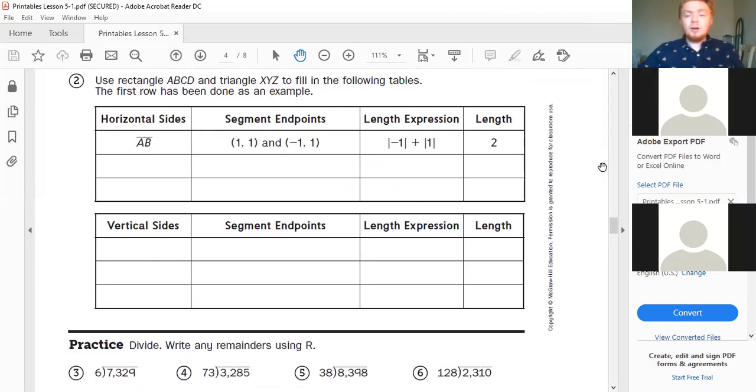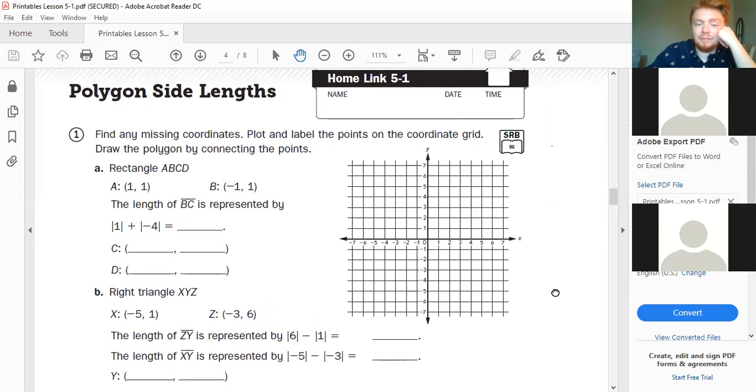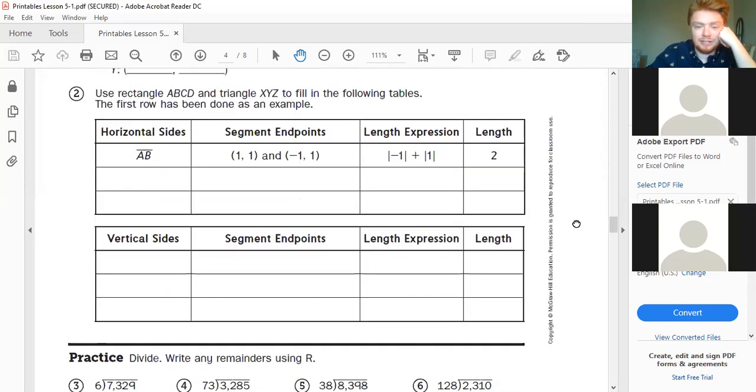Use rect... Oh no, I erased it. It's okay, we'll figure it out. Use rectangle ABCD and triangle XYZ to fill in the table. The first row has been done as an example. Okay. Welp, way to go, Mr. Hughes, for erasing everything.